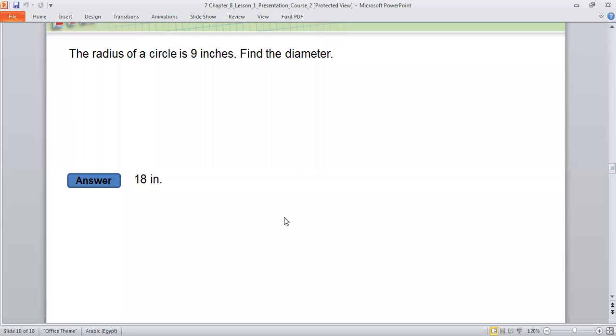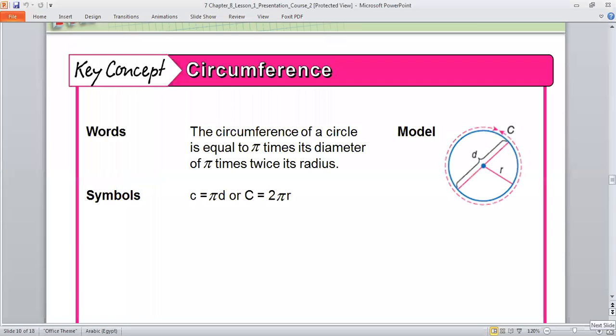Now another example. If I have the radius is 9 inches, we need to find the diameter. What will we do? We will multiply by 2. If he gives me the radius, we multiply this number by 2. So the radius is 9 inches, and 9 times 2 gives me 18 inches.